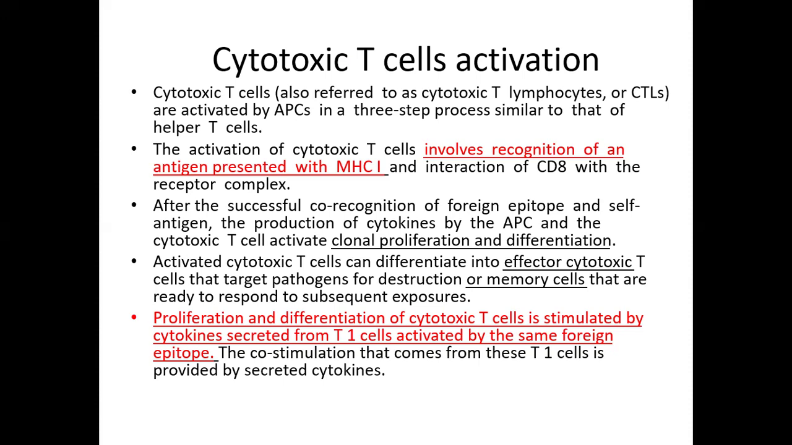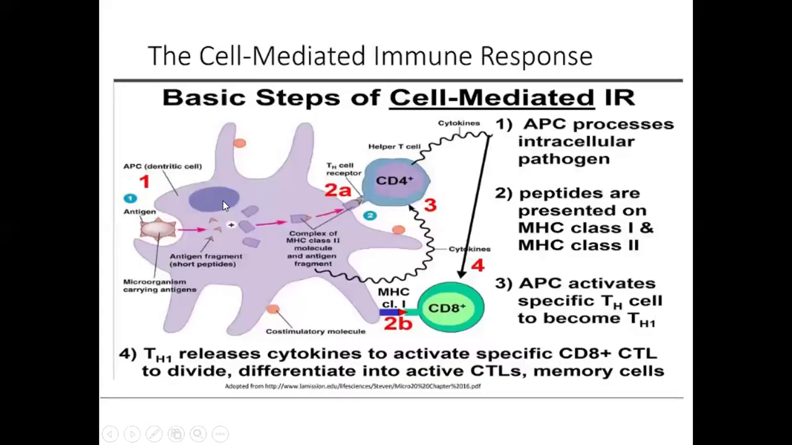Proliferation and differentiation of cytotoxic T cells is stimulated by cytokines secreted from T helper 1 cells activated by the same foreign epitope. The co-stimulation that comes from this T helper 1 cell is provided by secreted cytokines. So, in the cell-mediated immune response, it is also necessary to activate CD4 and CD8 cells. CD4 is a T helper.